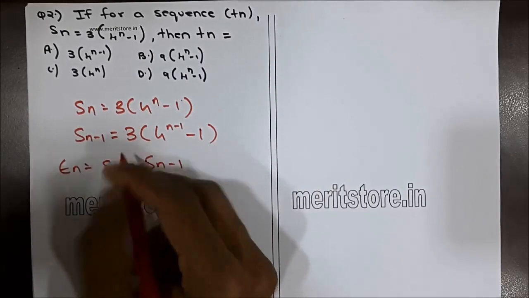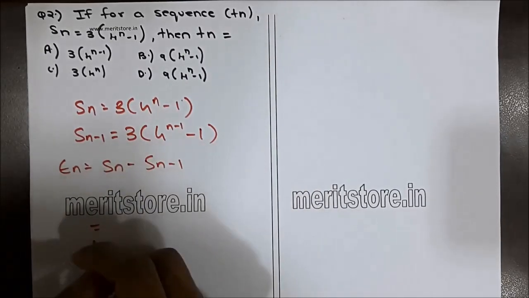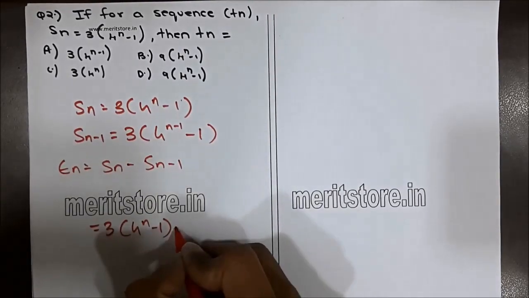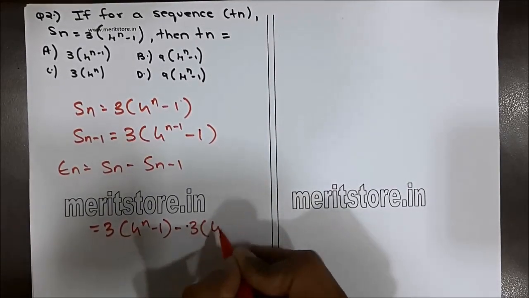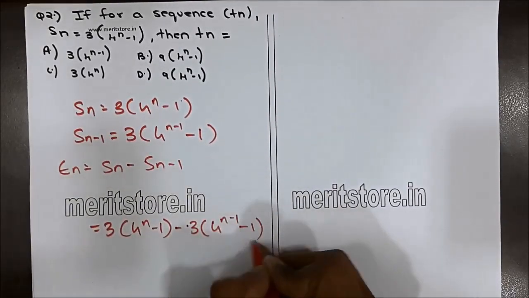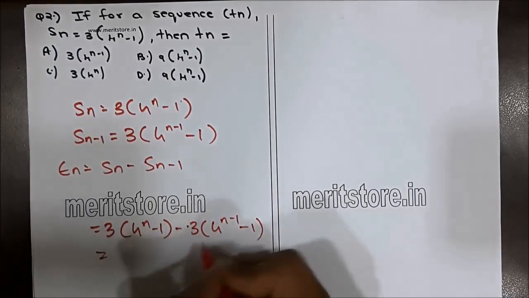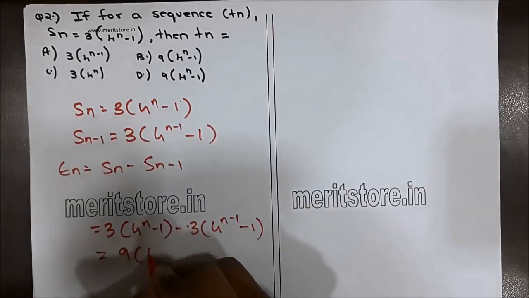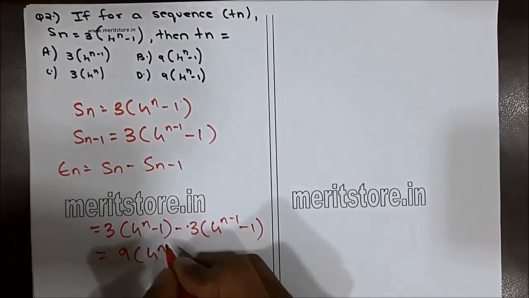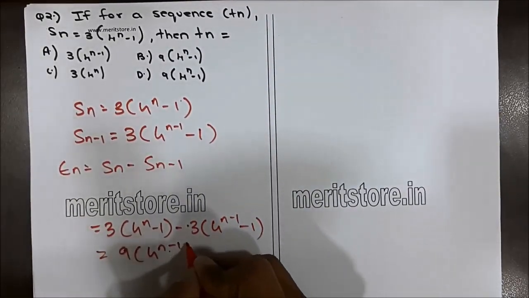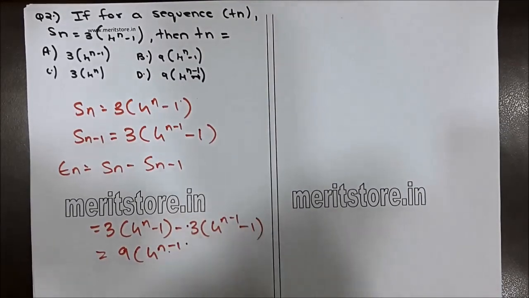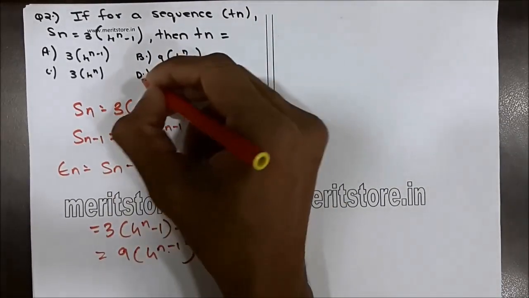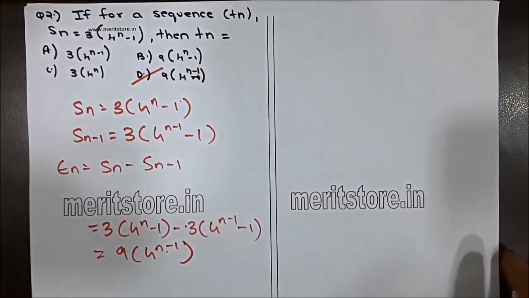We substitute the values of Sn and S of n minus 1 in this. We get 3 into 4 raised to n minus 1 minus 3 into 4 raised to n minus 1 minus 1. We solve this, and we get 9 into 4 raised to n minus 1, which is our option D. Therefore, option D is the correct answer.